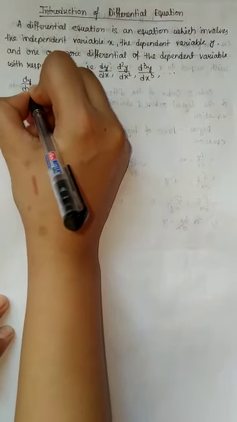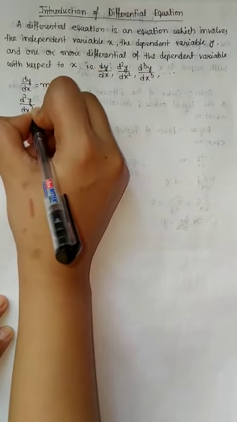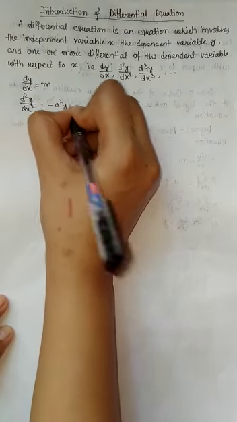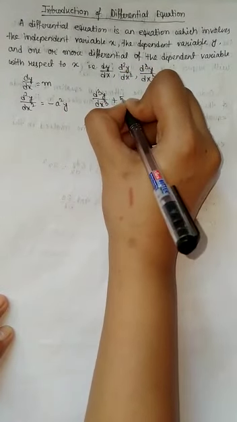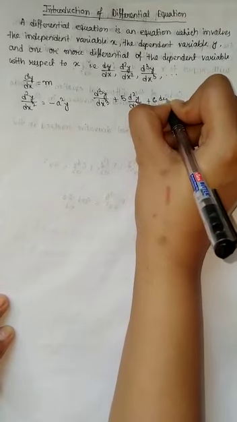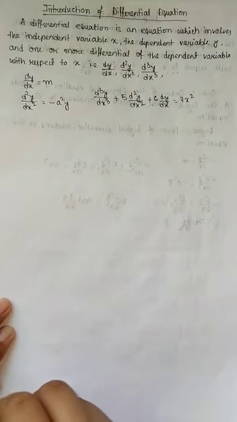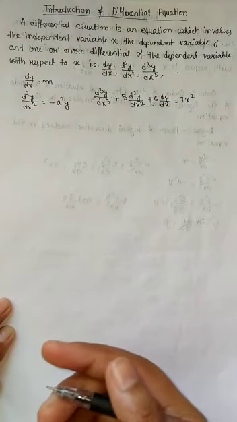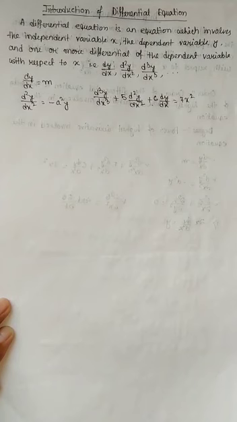dy/dx equals m, d2y/dx2 equals minus a square y, d3y/dx3 plus 5 d2y/dx2 plus 6 dy/dx equals 7x square. So any kind of equation which involves a relation between x, y and various orders of differential coefficients of y with respect to x is called a differential equation.